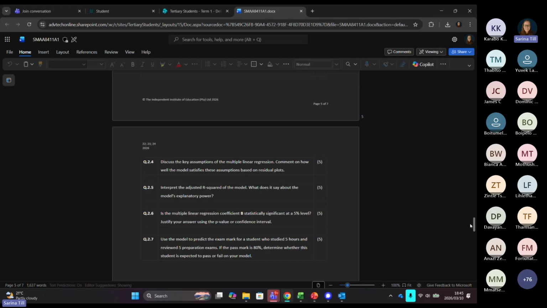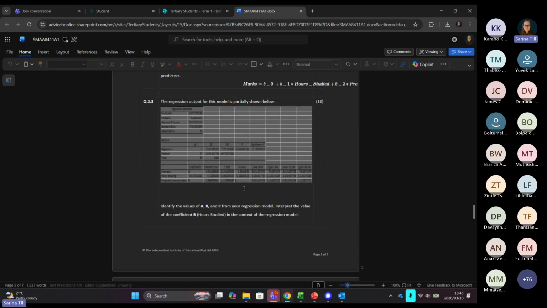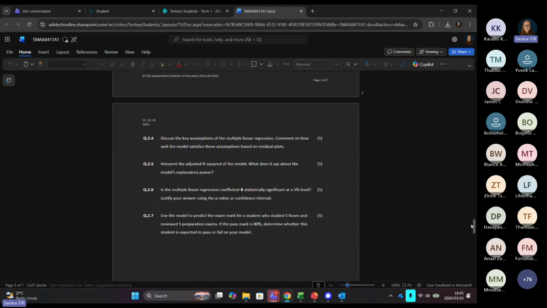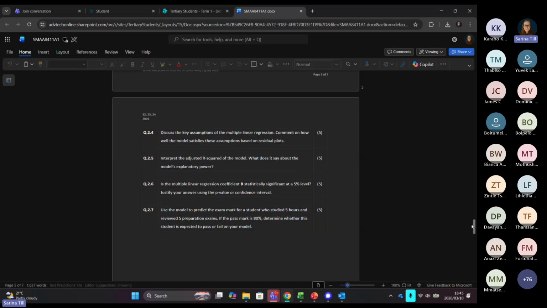Then, is the multilinear regression coefficient B statistically significant? You can actually pick it up in the table with the p-value, and if that p-value is less than 0.5, you can say yes, it is statistically significant, or not. But Gareth will do a very detailed workshop on this with you guys.